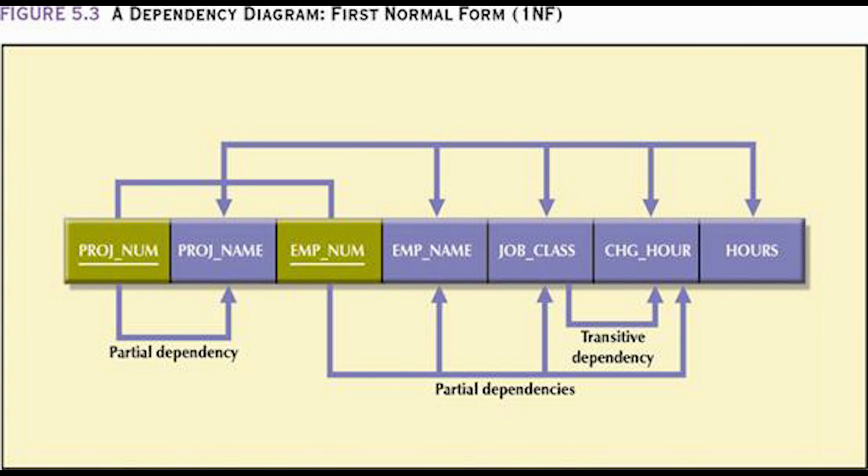As you could see here, job class is dependent on change hour, and change hour, as you could see, is partially dependent on imp number. So job class is transitively dependent on the imp number. We can't have a non-prime attribute be dependent on another non-prime attribute that is dependent on a prime attribute. So we need to take that out and create a new relation.